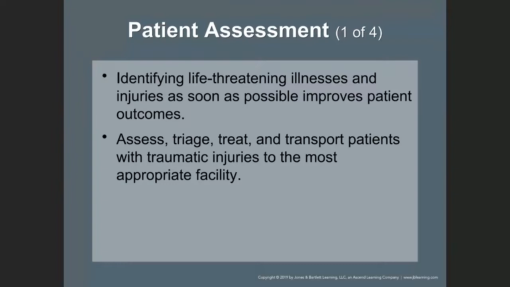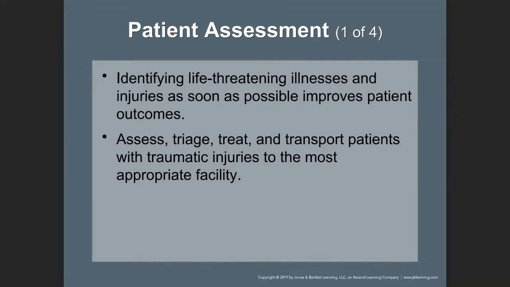Patient assessment. Identify life-threatening illnesses and injuries as soon as possible. As soon as possible improves patient outcomes. So the faster you can identify life-threatening problems and deal with them, the better the patient's chance of survival. Our goal is to manage all life threats within 6 minutes, and we want to limit our unseen time to less than 10 minutes. In order for this to be possible, you need an efficient team. You need a good team on scene with this patient.